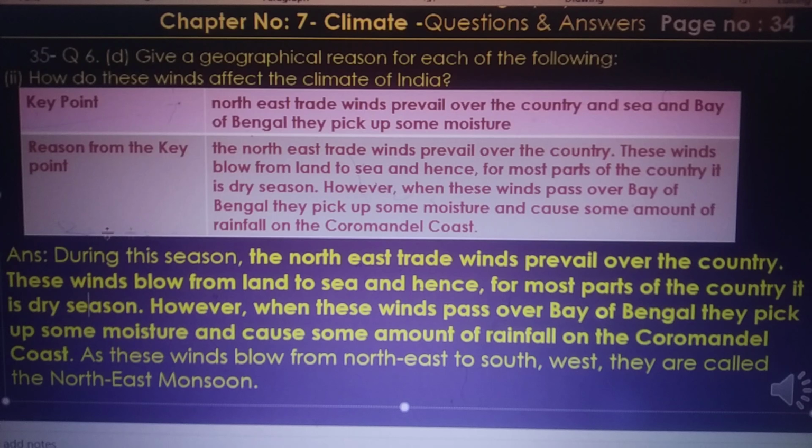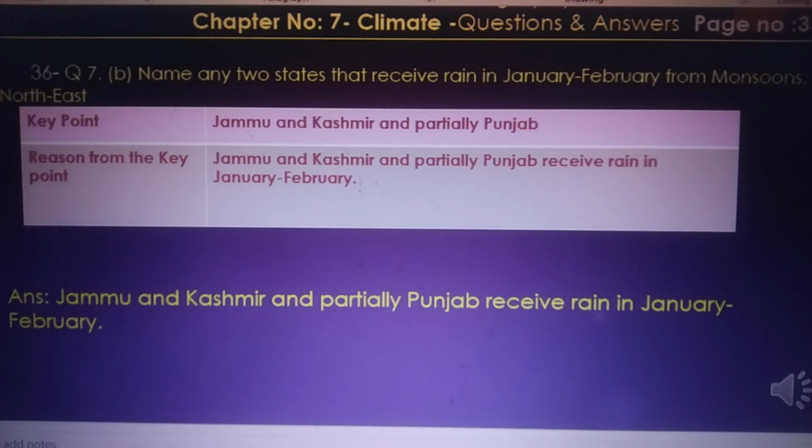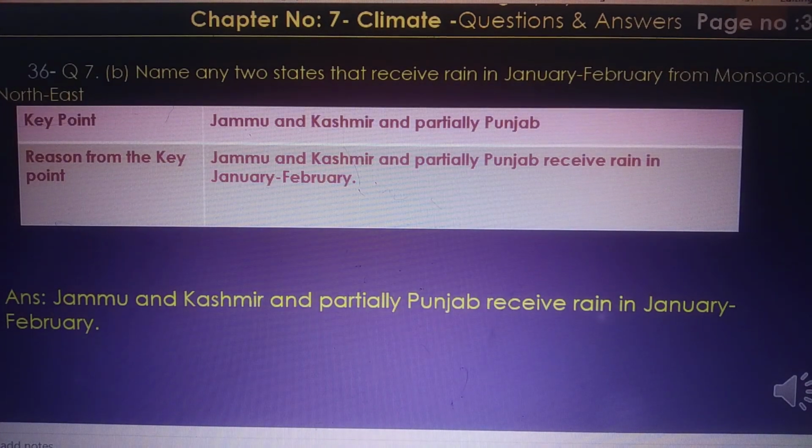And the final answer from the key points. Question number 36. Name any two states that receive rain in January and February from monsoons. Key points: Jammu and Kashmir and partially Punjab. Jammu and Kashmir and partially Punjab receive rain in January and February.